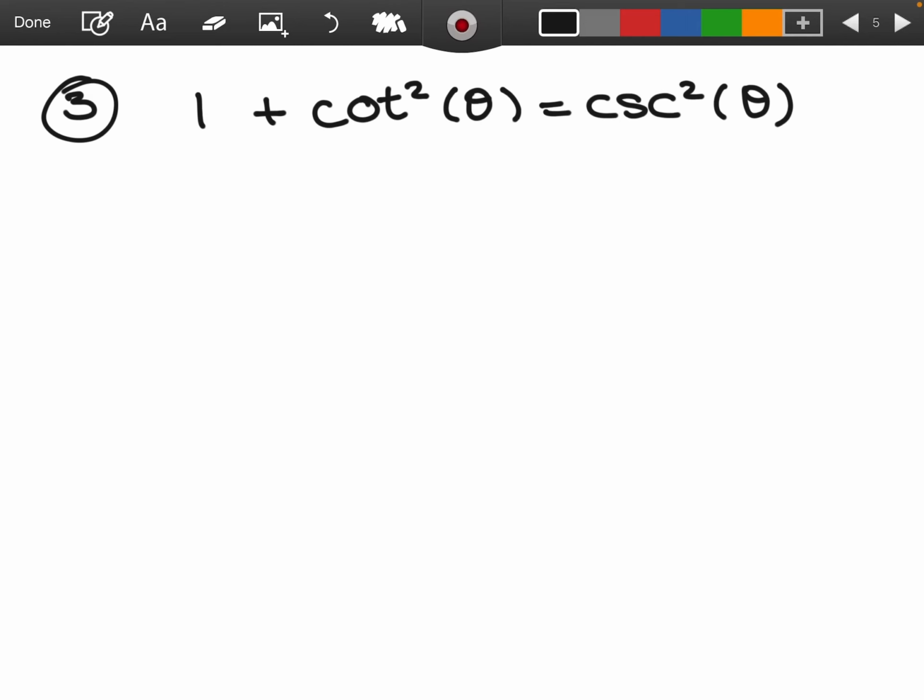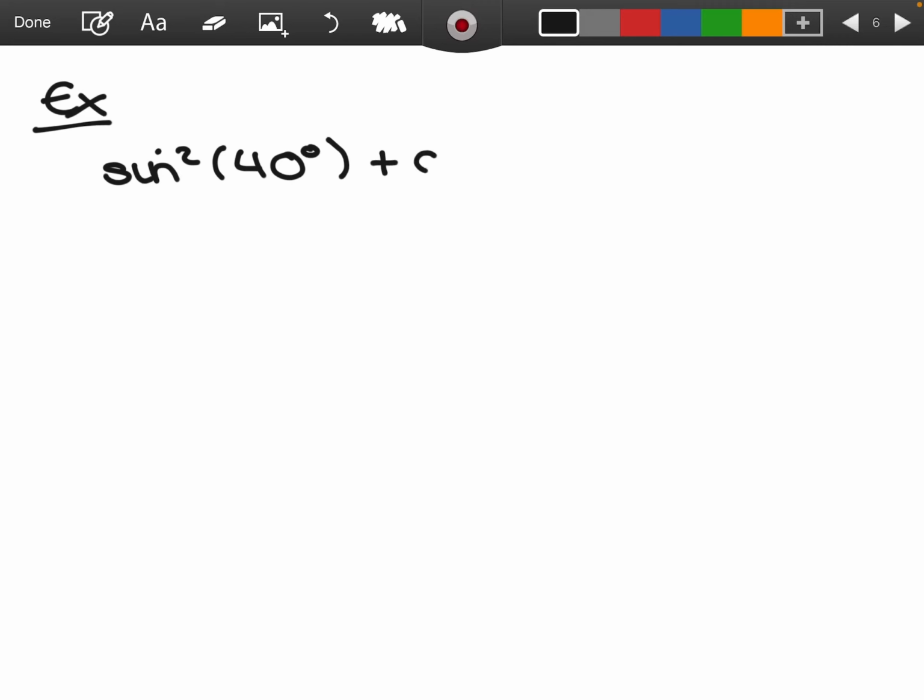Couple quick examples of this. The first one is if I was given sine squared of 40 degrees plus cosine squared of 40 degrees. Okay, I've got sine squared and cosine squared of the same angle, and I'm adding those together, so I know that that must equal 1. That's my first example.